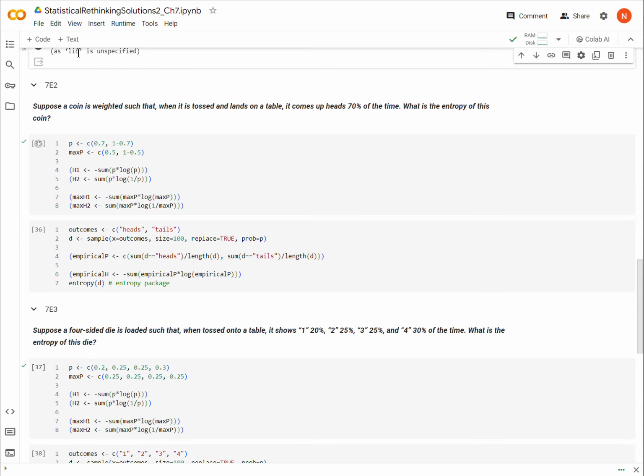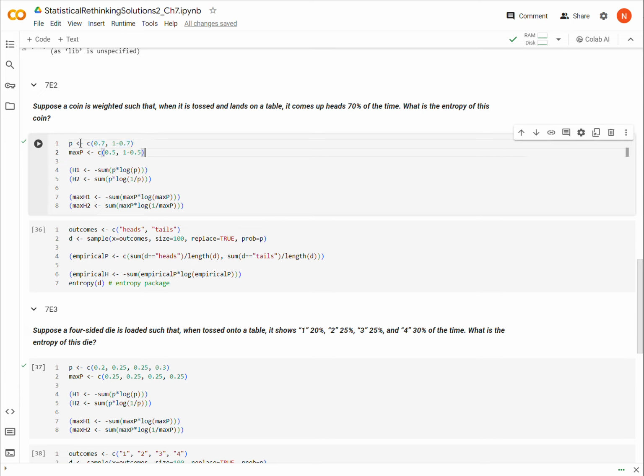Okay. So the first problem is, we have a coin that is weighted, so it comes up heads 70% of the time. So what is the entropy for this? Well, we need to define the entropy. I'm also going to calculate the maximum entropy for each scenario, just to compare all of this. So we have a weighted coin that comes up heads 70% of the time, and the rest of the time, 100% minus 70%, it comes up tails. And of course the maximal entropy is just 50-50.